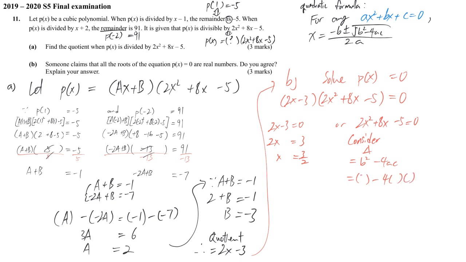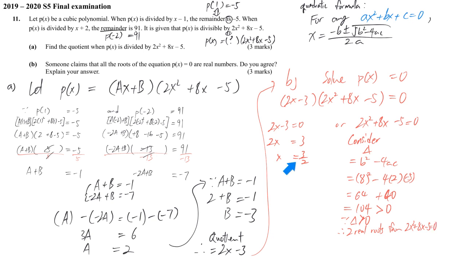Applied to this situation, b is the coefficient of x, which is positive 8. A is the coefficient of x squared, which is 2. And finally, c represents the constant, which is negative 5. 64 and then plus 40. We get 104. The key point is this value is a positive value. So the square root of a positive value is larger than 0. Since delta is larger than 0, we have two real roots from the equation 2x squared plus 8x minus 5 equal to 0.